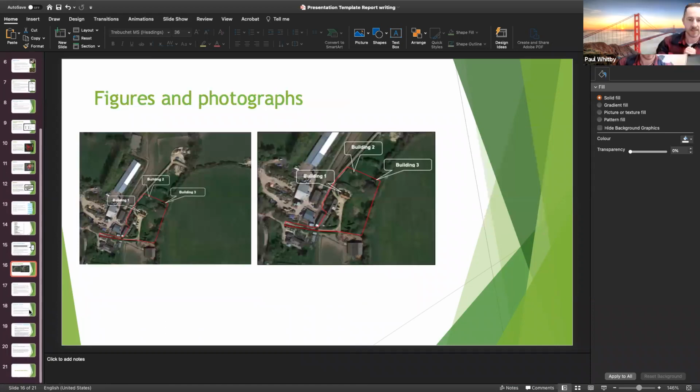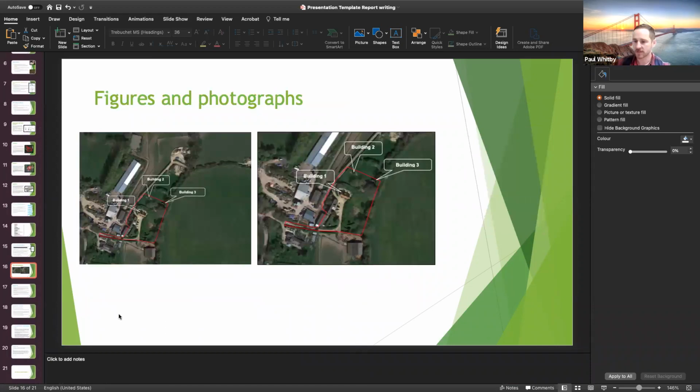Okay, so here's an example that I've just explained. Figures and photographs that don't quite look right. You'll see the example on the left. The focus of the site just isn't quite central to the image. And if we assume this is for a bat scoping assessment where 3 buildings are being surveyed, you want to make sure that those buildings are perhaps visible within the red line plan.